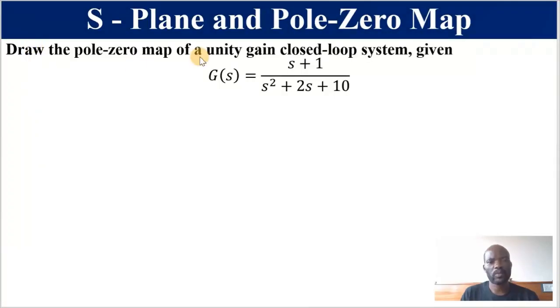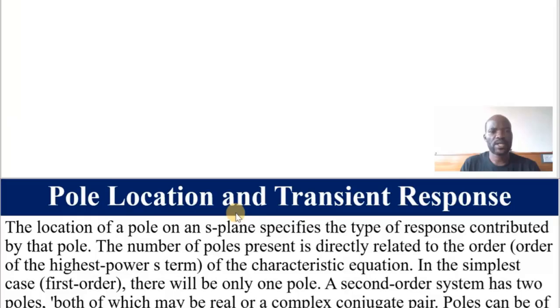Question for you: draw the pole zero map of a unit gain closed loop system given below. And this is G of s equals, this is our numerator polynomial s plus 1. So to get the zeros, you simply go s plus 1 is equal to 0. Then you locate your pole on the S-plane. To find the poles, s squared plus 2s plus 10 is equal to 0. Guys, you know your quadratic equation, and you produce the pole zero map of the closed loop system.